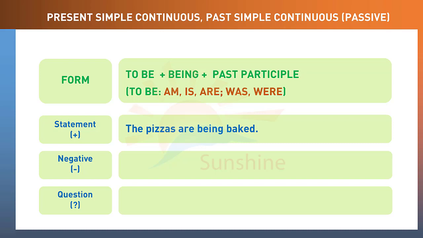A negative statement. The pizzas aren't being baked. The subject is the pizzas. The correct form of the verb to be is are not, the negative form, are not. Being and the past participle, baked. The pizzas aren't being baked.